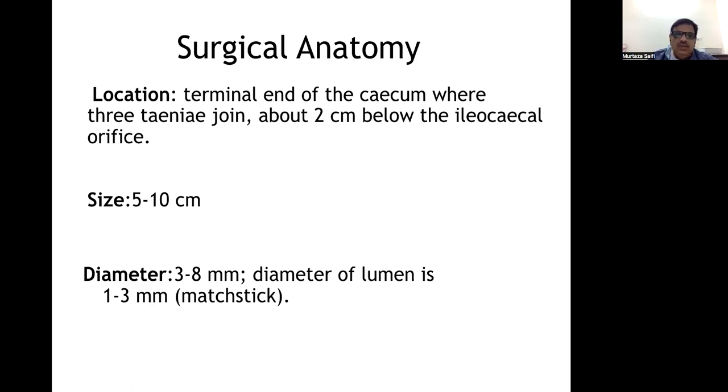Size of appendix is 5 to 10 centimeter in length, diameter 3 to 8 millimeter, and lumen is 1 to 3 millimeter. It is matchstick diameter.